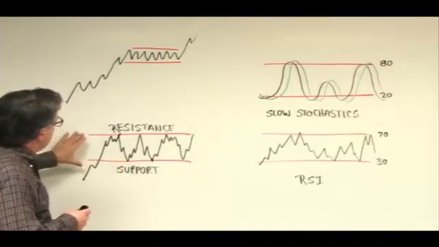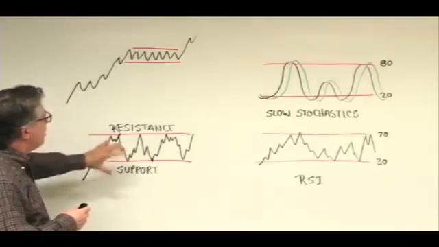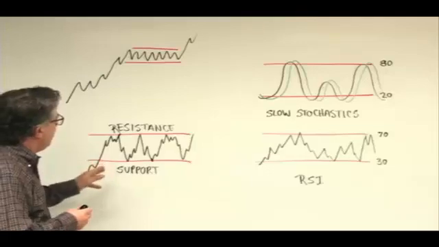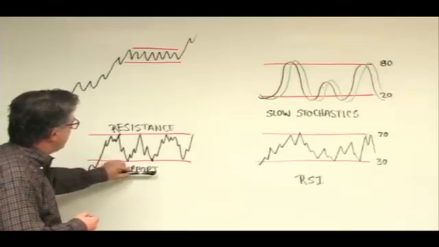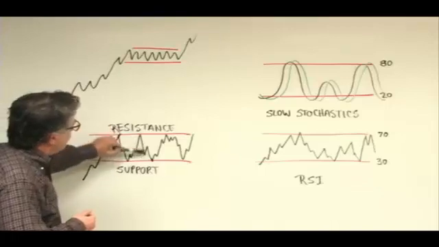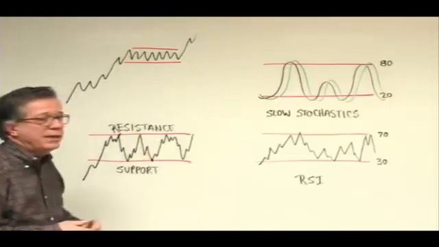So let's take a look at this as being kind of a blown up, a little more detailed version of this up here. What I'm looking for, again, is this defined level of support, defined level of resistance, and price action moving between those two levels.